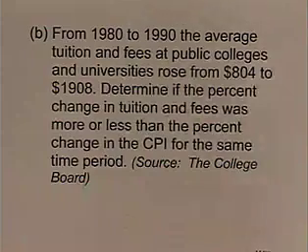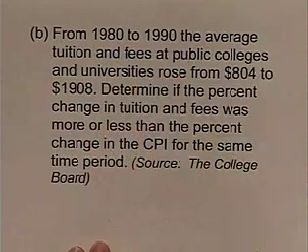Well, let's continue with this example, but do another problem. From 1980 to 1990, the average tuition and fees at public colleges and universities rose from $804 to $1,908. Determine if the percent change in tuition and fees was more or less than the percent change in the CPI for the same time period. So you'll need to look back at the table for the CPI values from 1980 and 1990, and I've written them on a separate sheet of paper.